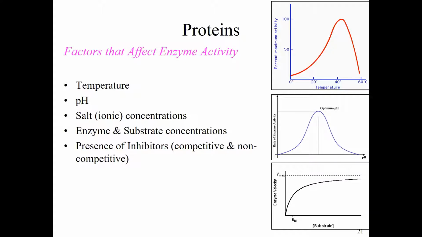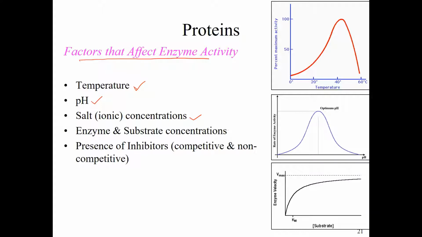Factors that affect enzyme activity. A few slides ago, we talked about factors that can denature a protein. If you recall, factors that can denature a protein include extreme changes in temperature, pH, and salt concentrations. Since enzymes are proteins, these three factors also apply to factors that affect enzyme activity.